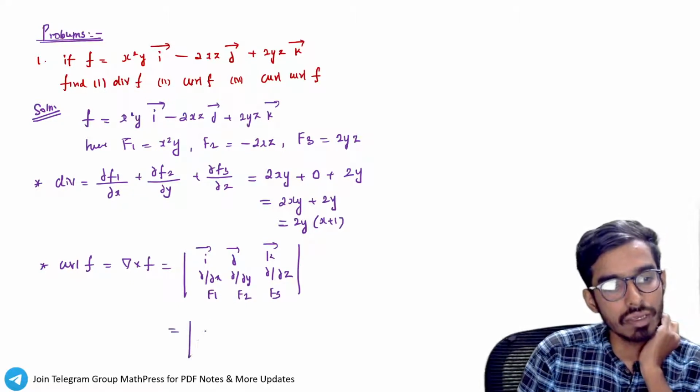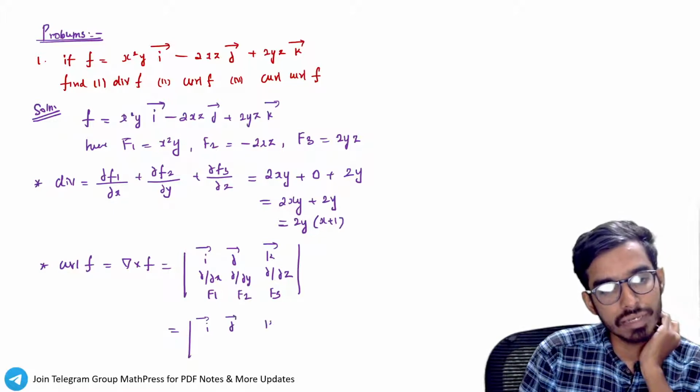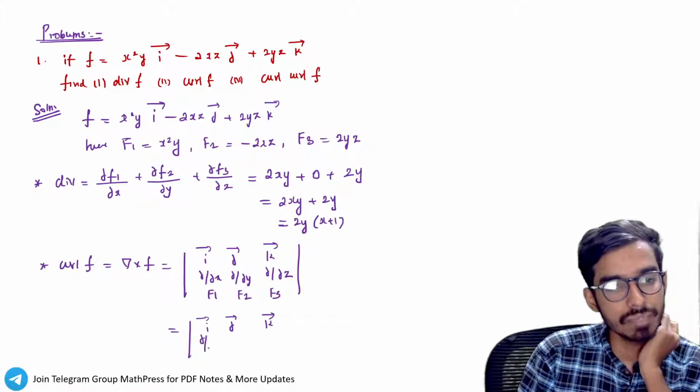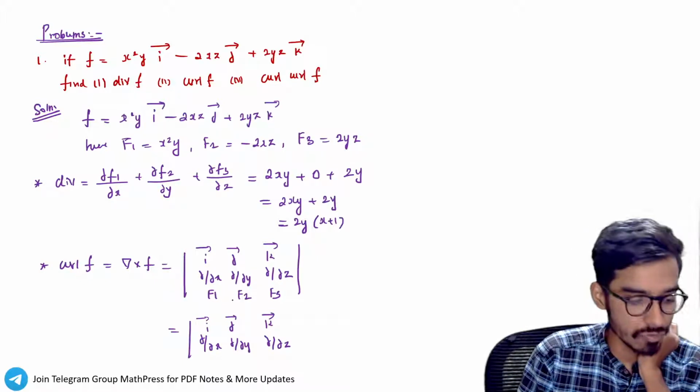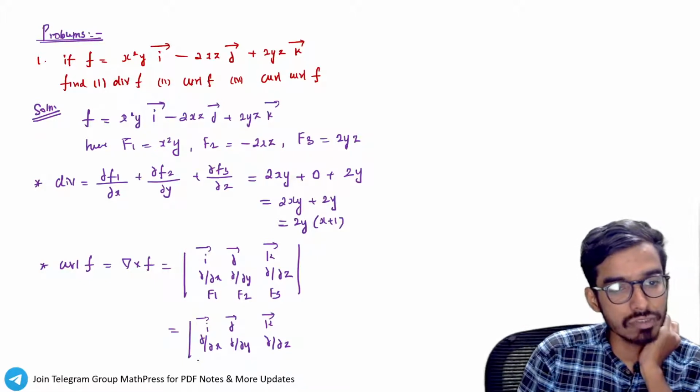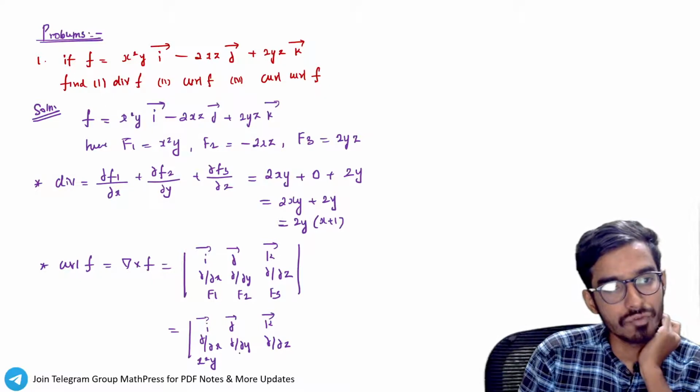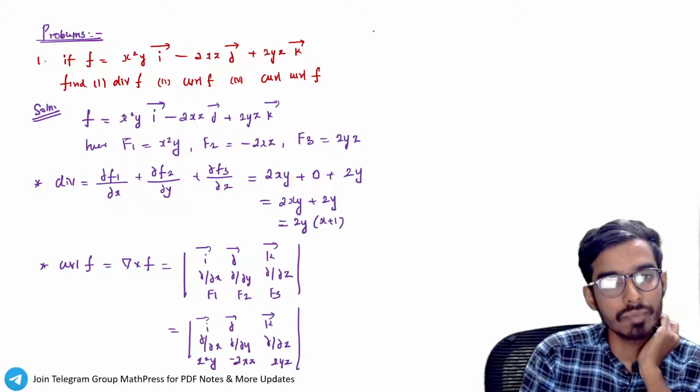So this will be i vector, j vector, k vector. Let's keep this as it is: ∂/∂x, ∂/∂y, ∂/∂z, f1, f2, f3. So f1 is x²y, f2 is −2xz, and f3 is 2yz. So you need to expand this.